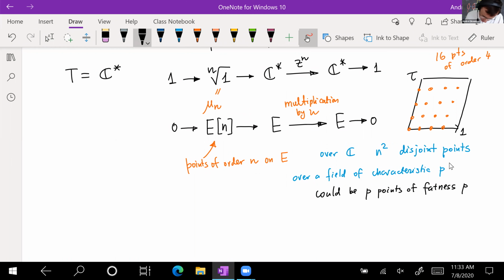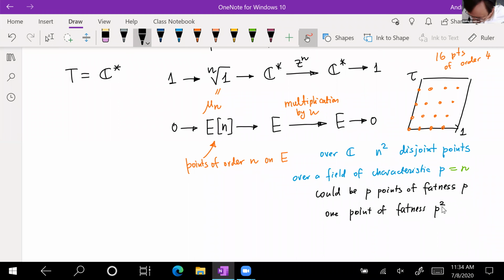Right. Thank you, Roman. You're being super helpful today. So maybe, right, or it could be one point of thickness, of fatness, p squared.